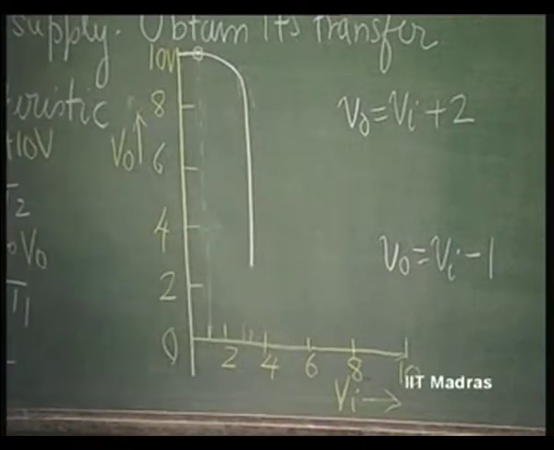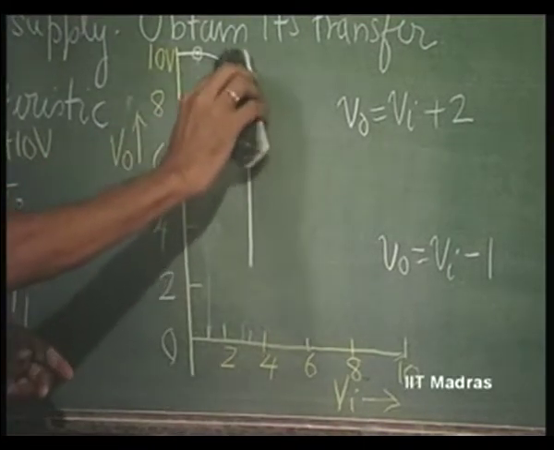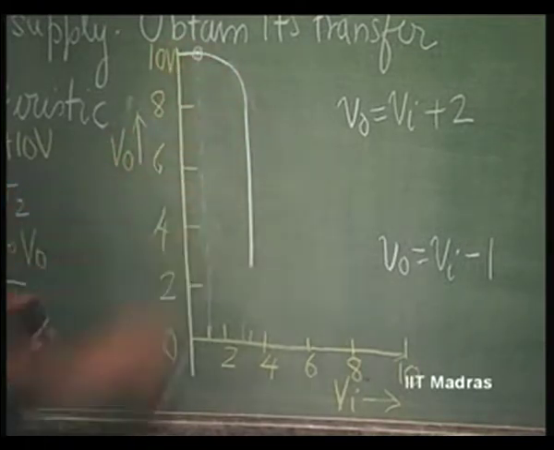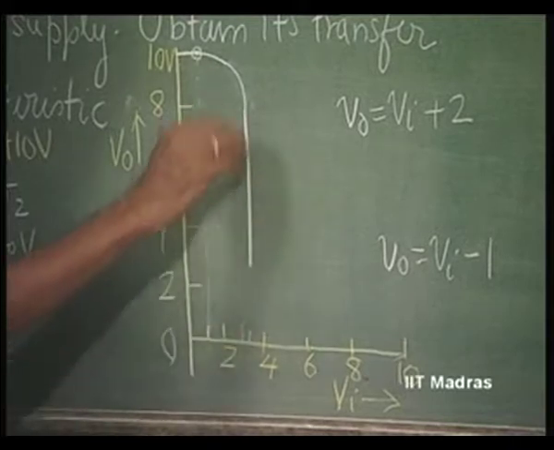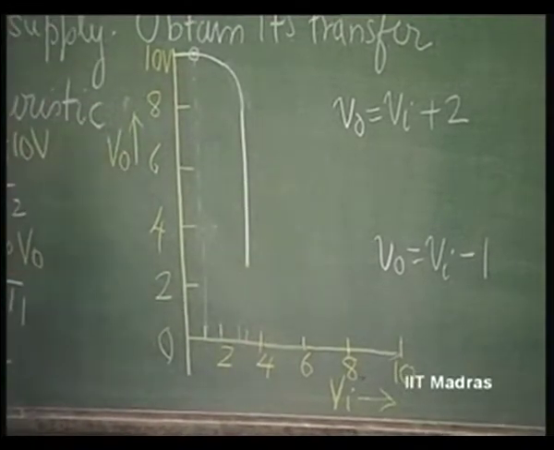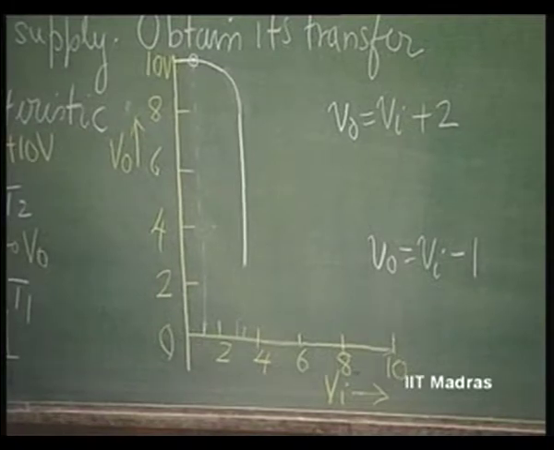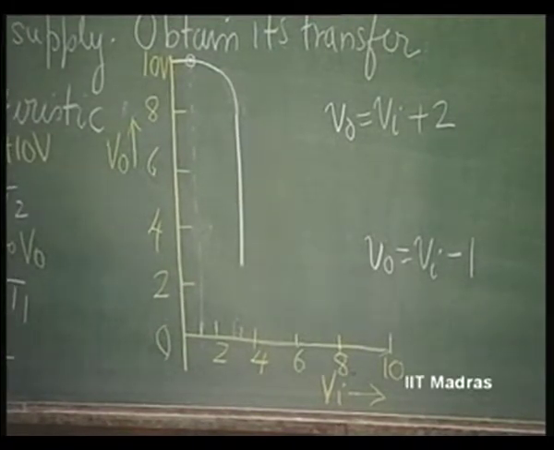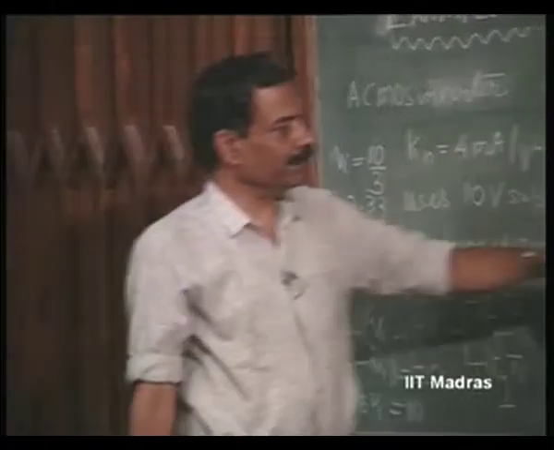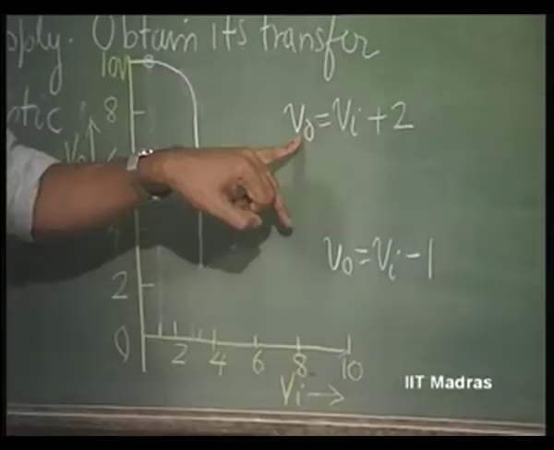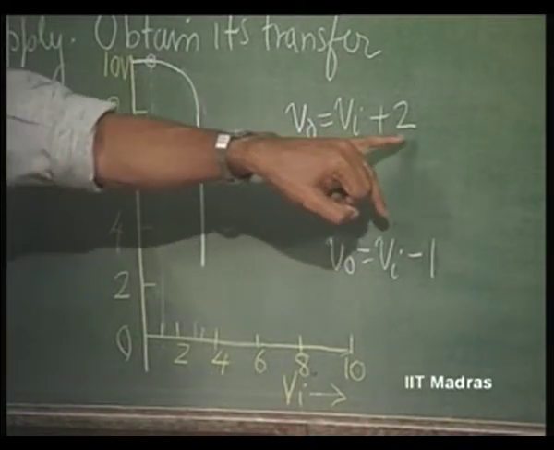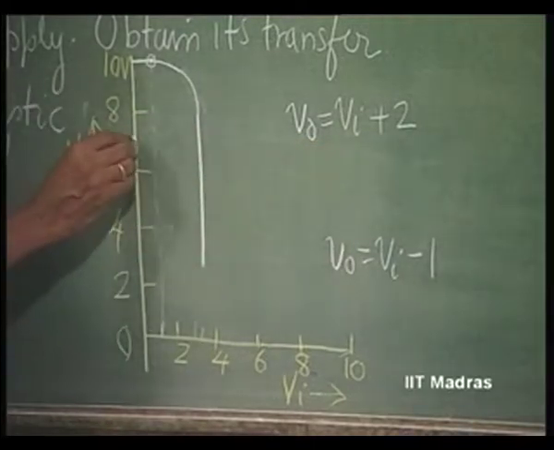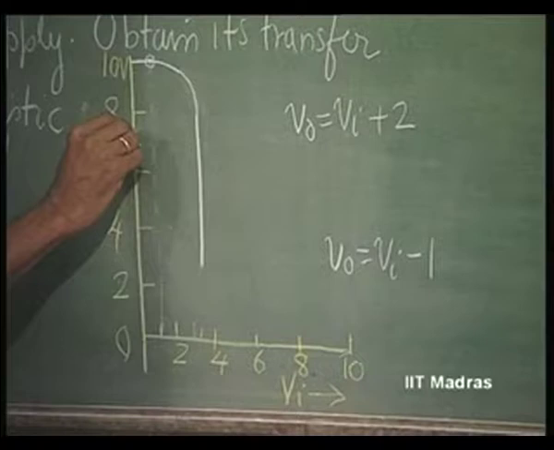So, we can draw that somewhat more carefully. Now, at Vi equal to 3.33, there is a transition and it is having infinite slope, where both the transistors are in current saturation region. So, if Vi is equal to 3.33, then this voltage at which this transition takes place is V naught equal to 3.33 plus 2 volts, that is 5.33. This is about 5.33.